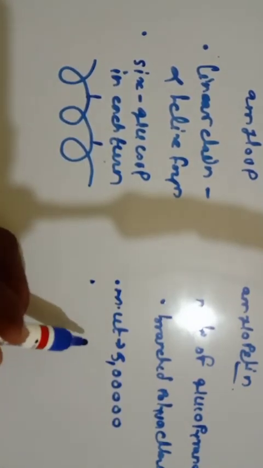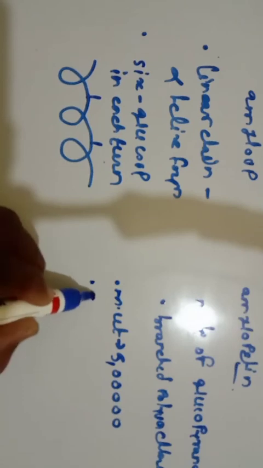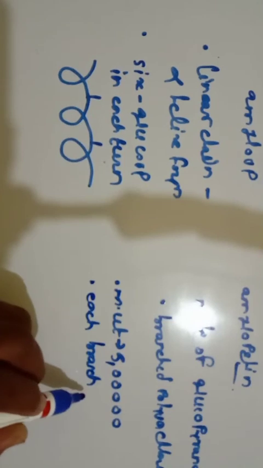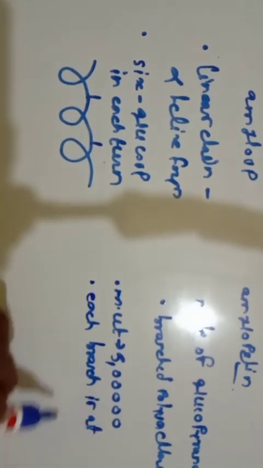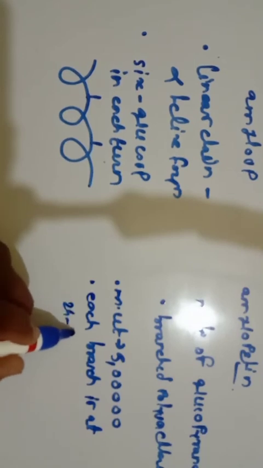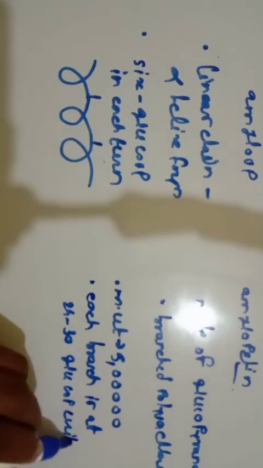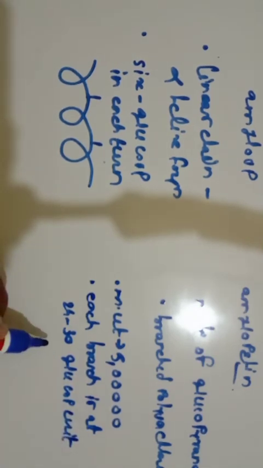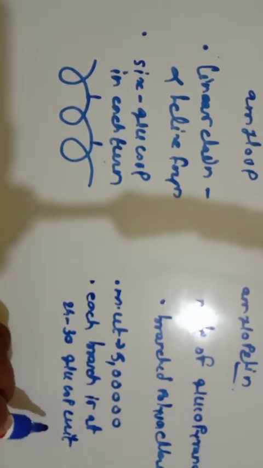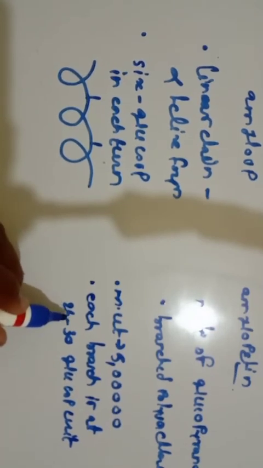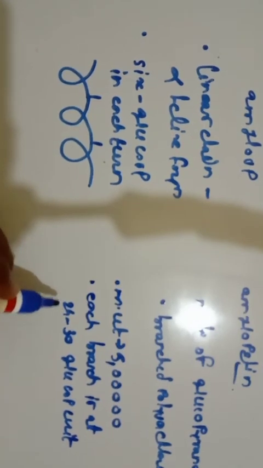Another difference is that each branch is at an interval of 24 to 30 glucose units. So after each 24 monosaccharide molecules, there should be a branch. That is, the branching is every 24 to 30 glucose units. So these are some important points.